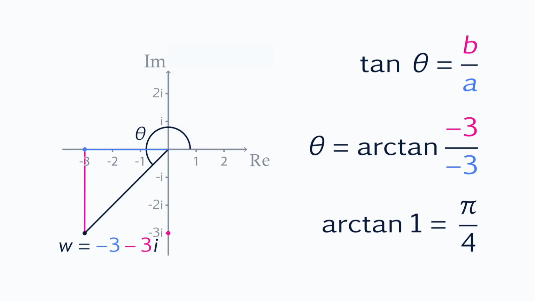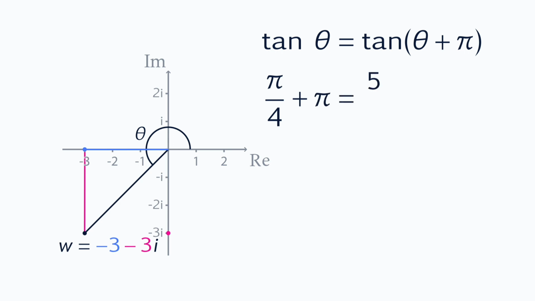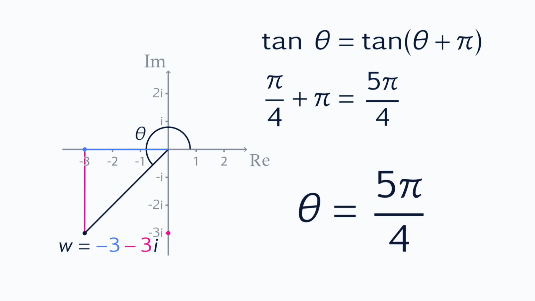At this point, you can either try to use one of the other formulas, or you can recall that the tangent of theta equals the tangent of theta plus pi. Pi over 4 plus pi equals 5 pi over 4. This places your number in the third quadrant and is therefore your final answer.